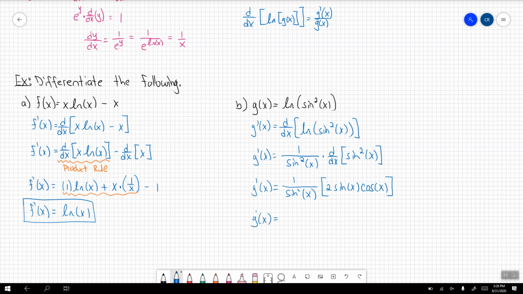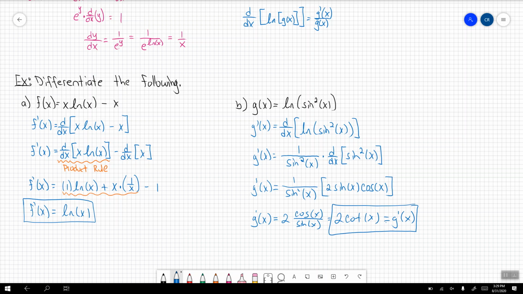Now, once we are here, we can multiply and simplify. Notice there's a 2, so I'm going to carry that 2. So I get a 2, and then the signs cancel, and we're going to be left with 2 times cosine of x divided by sine of x. Now, cosine divided by sine is just cotangent of x. And here's your final answer. That says the derivative of your function g of x is 2 times cotangent of x.